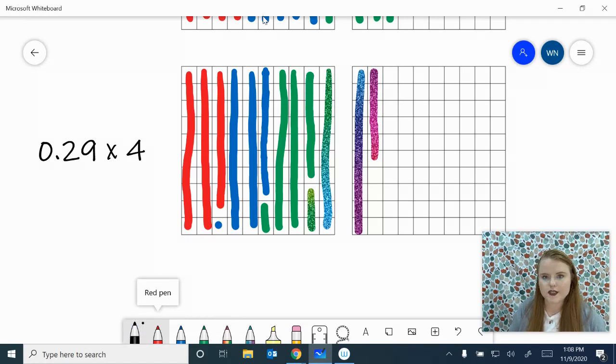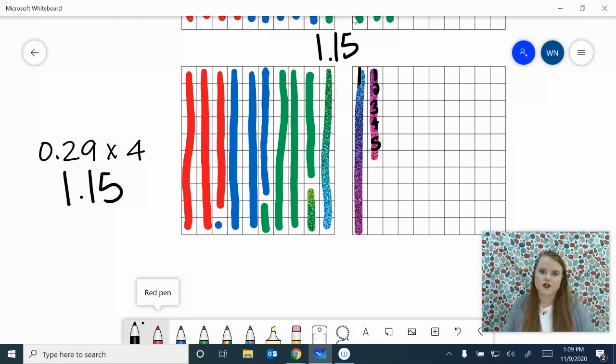So let's figure out what our answer is. We've got 1 completed hundredths chart, 1 completed tenth, and 1, 2, 3, 4, 5 hundredths. So our answer to 29 hundredths times 4 is 1 and 15 hundredths.